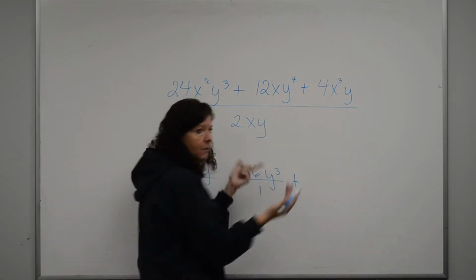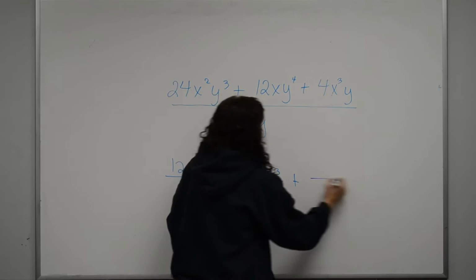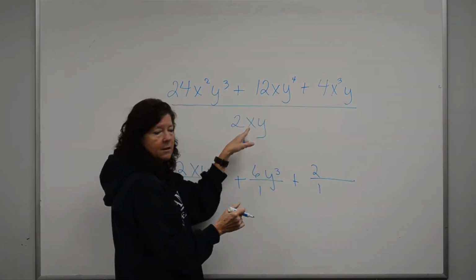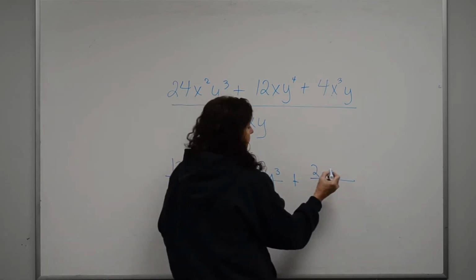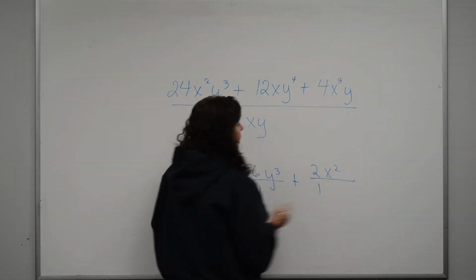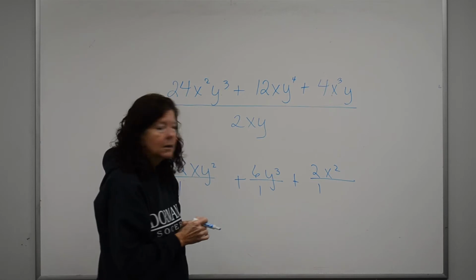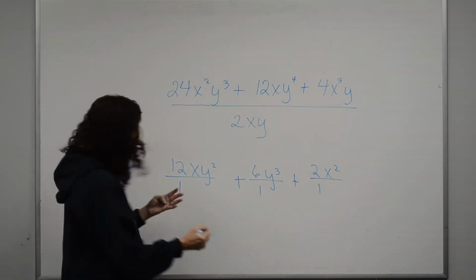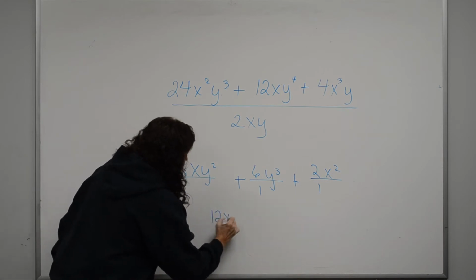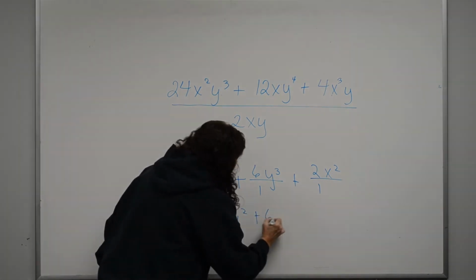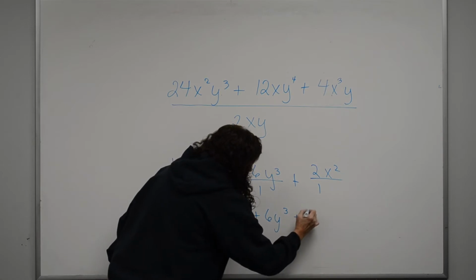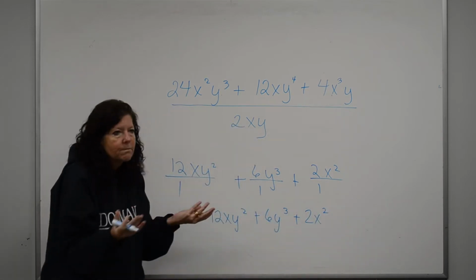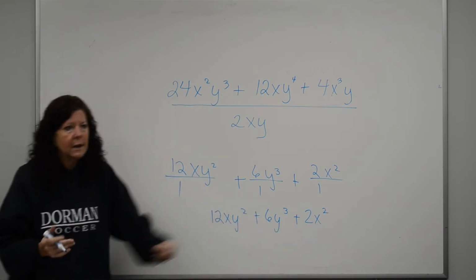And I have a 4 over 2, which is 2 over 1. I have an x cubed and an x. x squared, top or bottom? Top. I have a y over y. Cancels out. Okay. Notice they all have a 1 on the bottom. So I don't have to write that. So this is 12xy squared plus 6y cubed plus 2x squared. Those can't be combined. So that's where I stand.